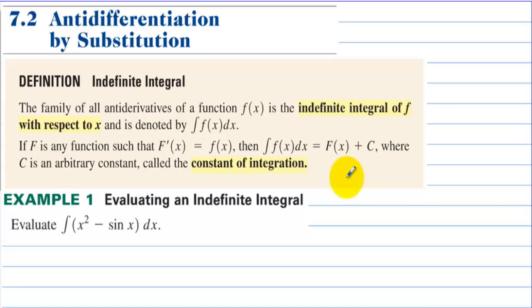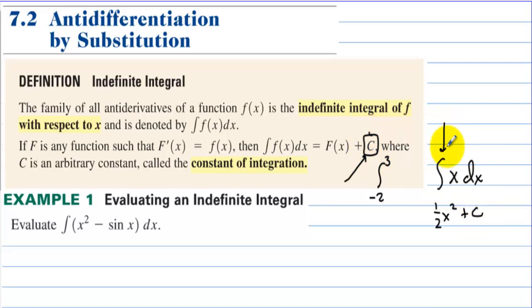And really all this is saying is when you integrate, and you aren't integrating, let's say, from -2 to 3, if you just have the integral of, let's say, x dx, then the answer on this one would be 1/2 x squared and then plus c. You have to have plus the constant when you're doing what's called an indefinite integral. This is the definite integral.